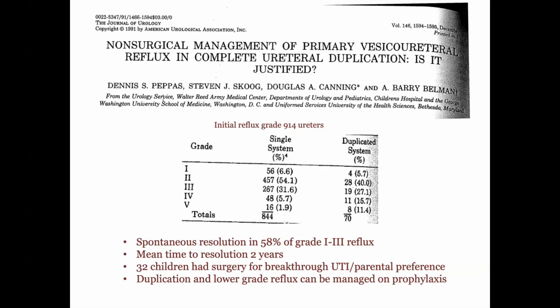Duplicated systems, about 58% of those with grade 1 to 3 reflux did resolve over time. The mean time to resolution was a couple years. Some children had surgery for breakthrough UTIs because the parents were tired of being on antibiotics. And so their conclusion was that duplication low-grade reflux can be managed on prophylaxis. Next slide.